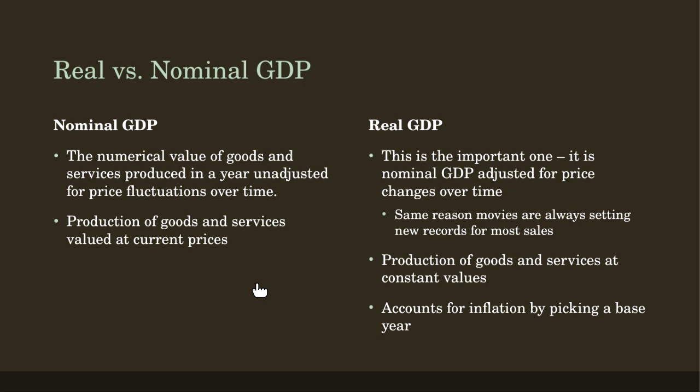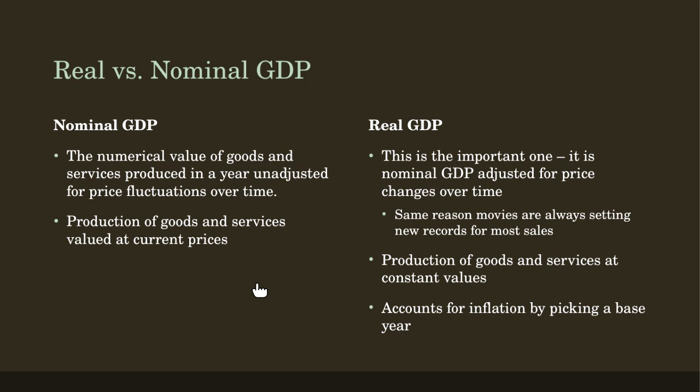So, for example, one of the reasons movies are always setting new records for the most sales is because inflation naturally pumps up the price. However, if we adjust for the price of a ticket and just go back to 2005 when tickets were, say, $10, $8 a ticket instead of 12 or 15, it's easy to see that, oh, wow, sales would go up and set records just because the prices have gone up 30% since then. Now, this means the production of goods and services at constant values.